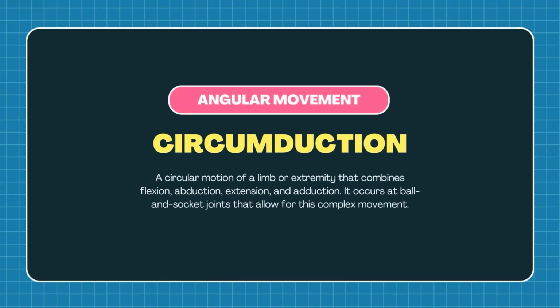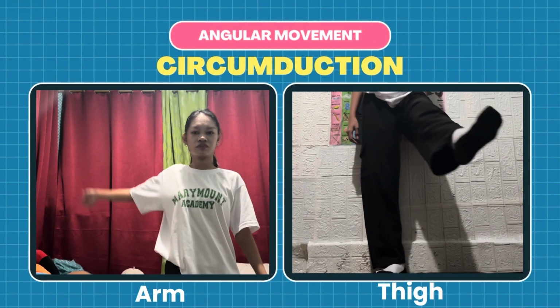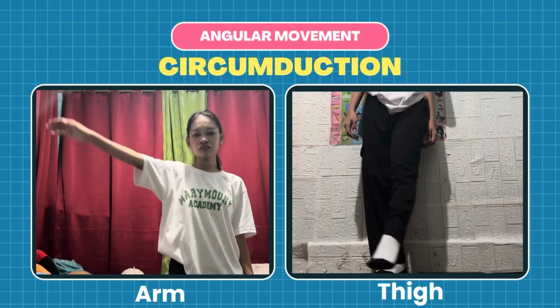Lastly, circumduction. It is a motion of a limb or extremity that combines flexion, abduction, extension, and adduction. These are the examples that may occur.